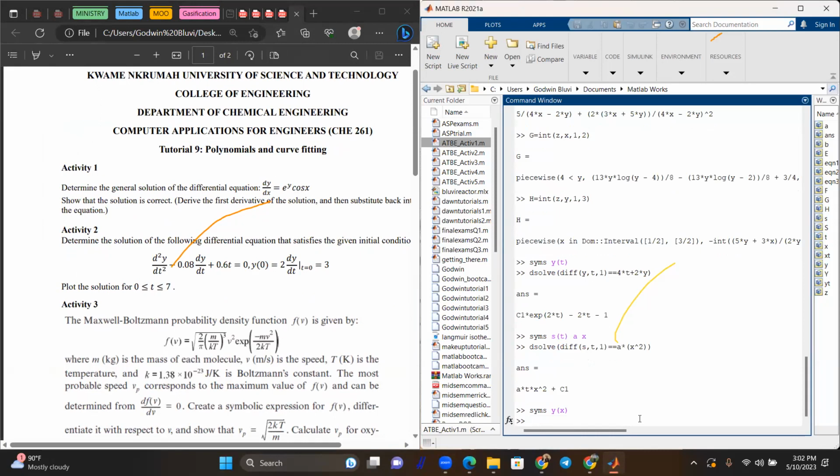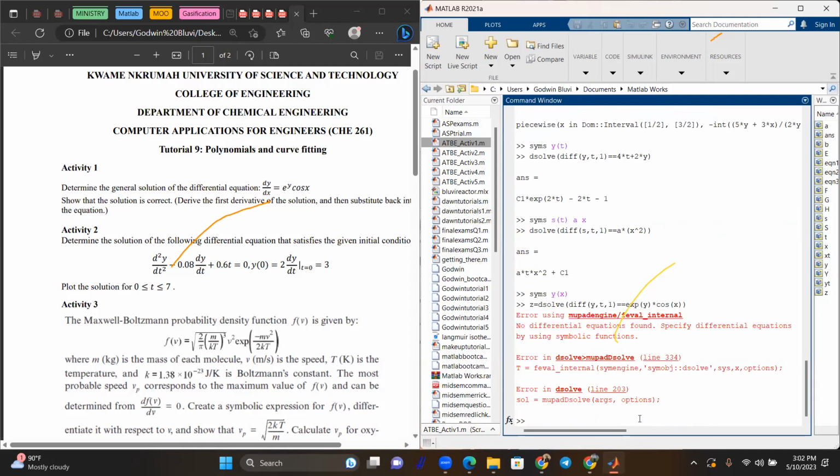So enter. So z is equal to dsolve, open bracket, diff, open bracket, y, comma, t, comma 1. Please, we'll close soon. Don't go, I beg. Double equal to exponent y times cos x. Do you get it? There you close the bracket, enter.